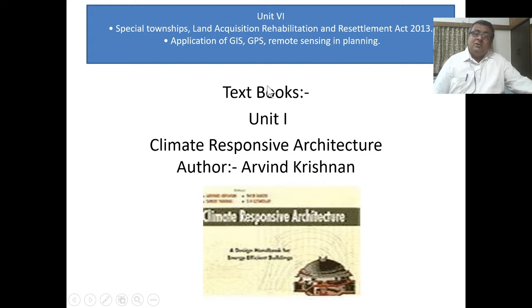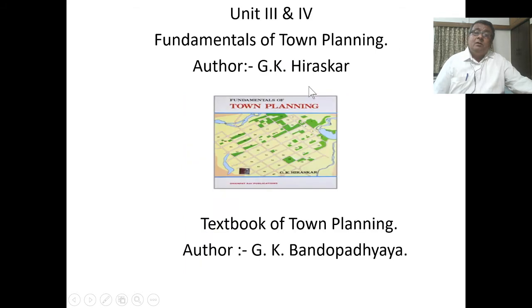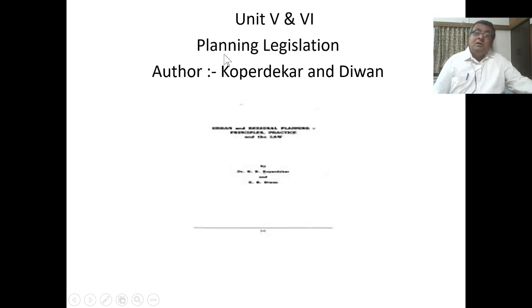Now there are various textbooks as per unit. For unit 1, there is one textbook, Climate Responsive Architecture, author is Arvind Krishnan. For unit 2, Introduction to Landscape Architecture, author is Michael Lowry. For unit 3 and 4, there are two books, Fundamentals of Town Planning by author G.K. Hiraskar, and Textbook of Town Planning by author G.K. Bandopadhyay. Unit 5 and 6, Planning and Legislation by authors Popperdekar and Diwan.